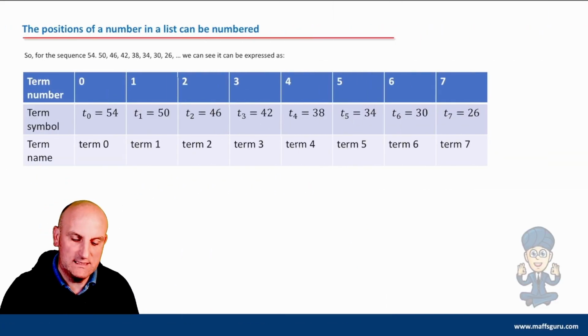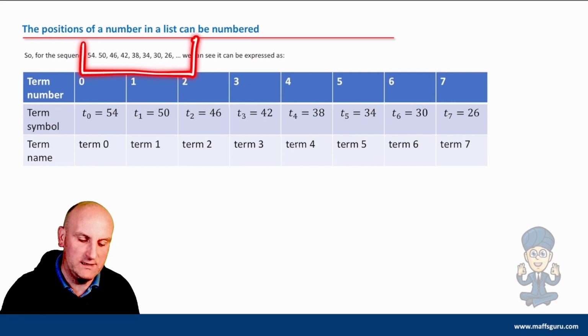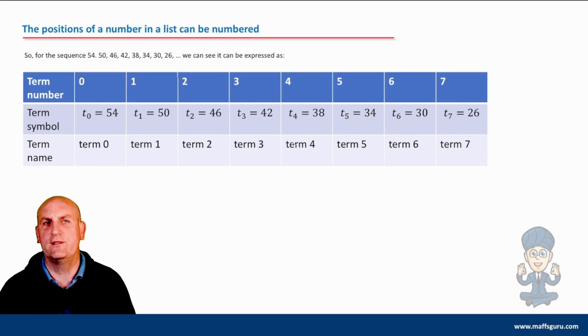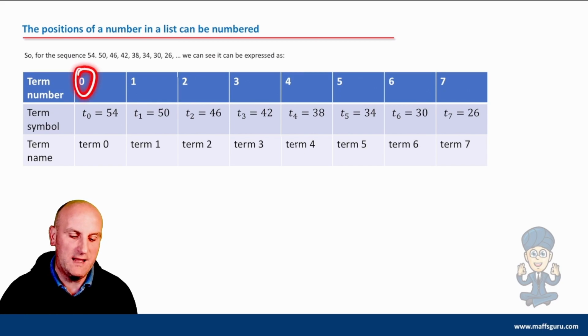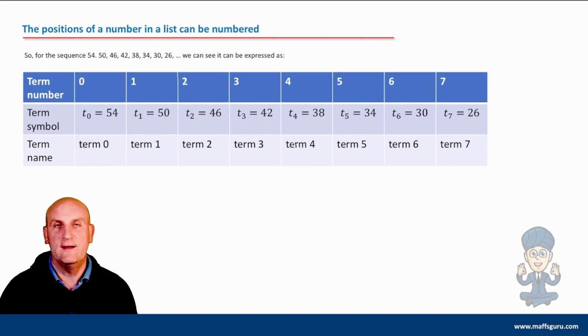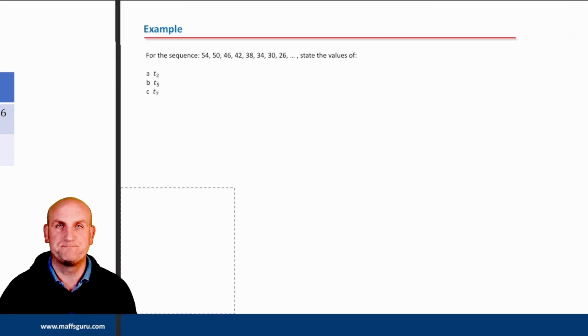So let's go to our sequence. We've got a sequence here with the numbers 54, 50, 46, 42, 38, 34, 30, 26, ... which means it goes on. Now, our term number here is 0. For remember, our first term starts at 0, then we have 1, 2, 3, 4. So we can now say that T0 equals 54. That's my start number. And that's going to be useful to know in a moment. T1 would be the second number in my list. T2, the third number in my list. T3, the fourth number. And again, just to make it really clear, that first term is called term 0.